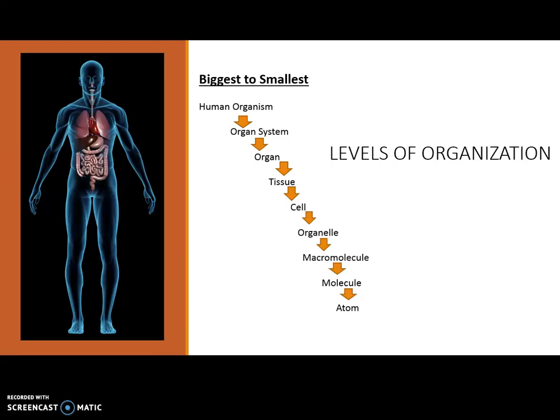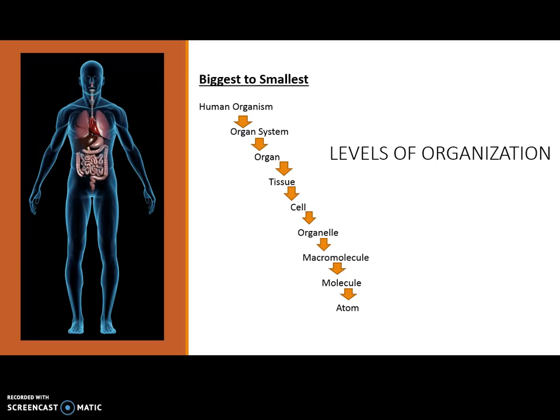So, the human body is organized into essentially 9 different levels. I'm going to talk to you about it from biggest to smallest. Some teachers prefer to teach it from smallest to biggest, and some may combine some and leave some out, but essentially these are the main 9 levels.